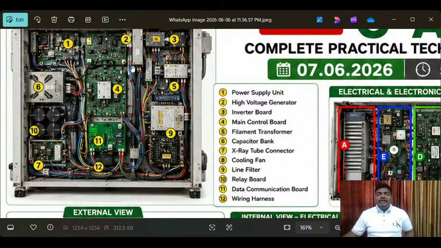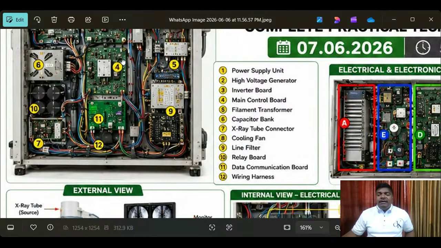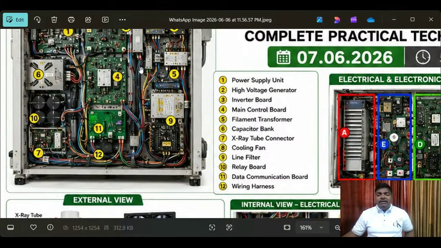Next, fourth point: main control board, in the middle of the unit. Next, see here: filament transformer. See why I am giving all this information. There is a panic, a fear about electronic components and the technical field. You have to remove that from your mind and keep a positive way, and focus on what is needed. If you focus, definitely you will get everything. Understand, right?